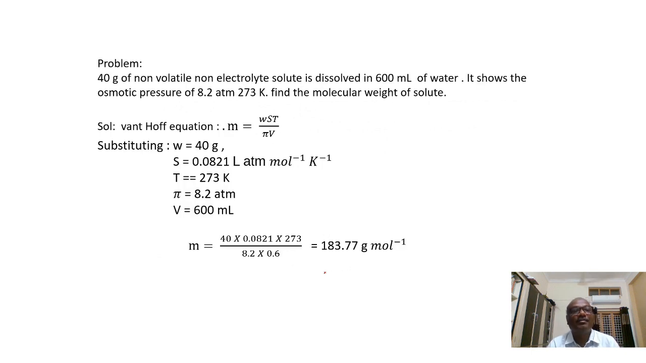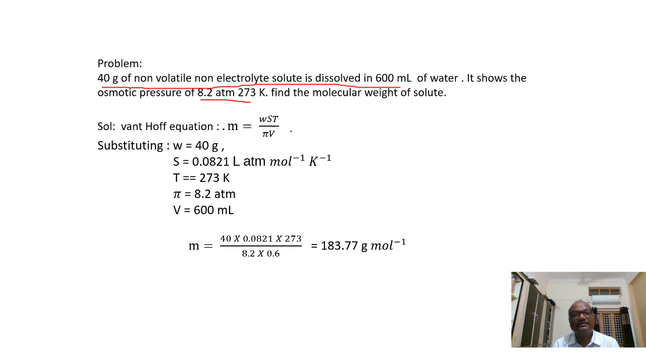Next, you see the problem. Problem 1: 40 grams of non-volatile, non-electrolyte solute is dissolved in 600 ml of water. It shows an osmotic pressure of 8.2 atmospheres at 273 Kelvin. Find the molecular weight of the solute. We have to find the molecular weight.